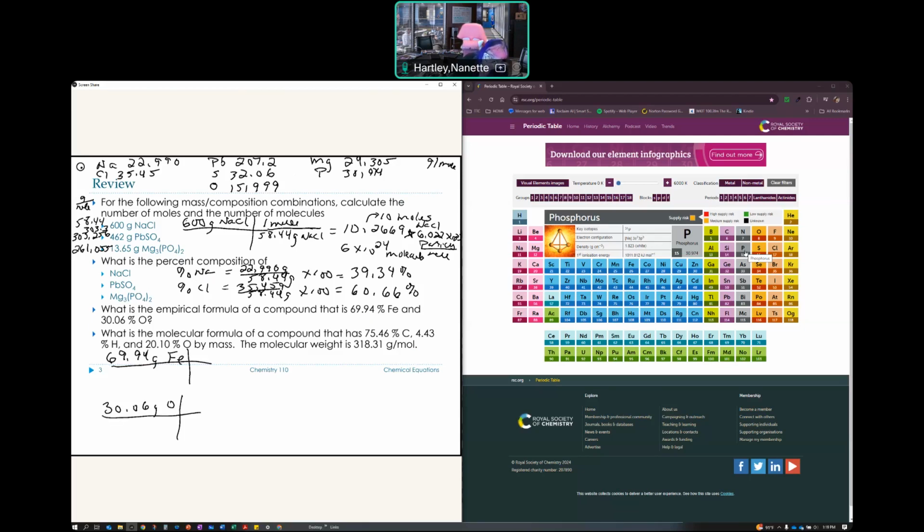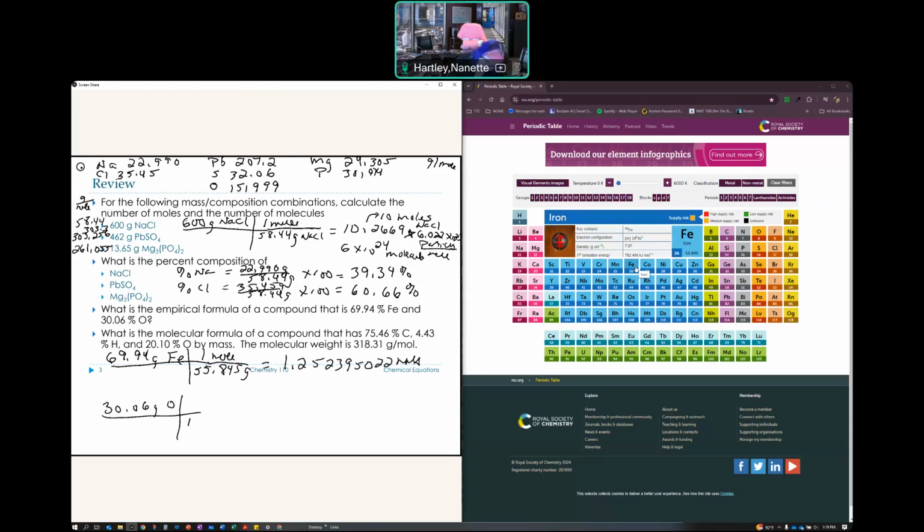So Fe, I haven't looked it up yet, so I gotta go find the mass of Fe. That's 55.845 in 1 mole. So 69.94 divided by 55.845, and that's 1.25239502 moles.